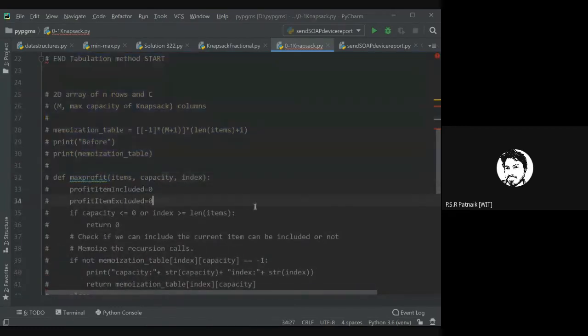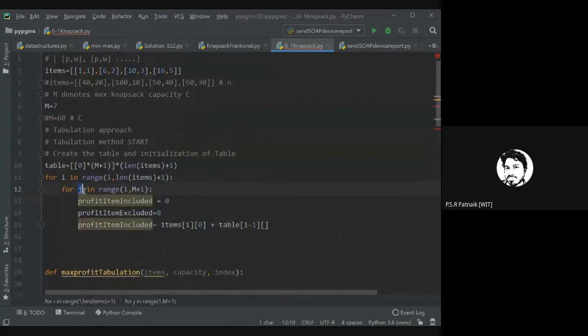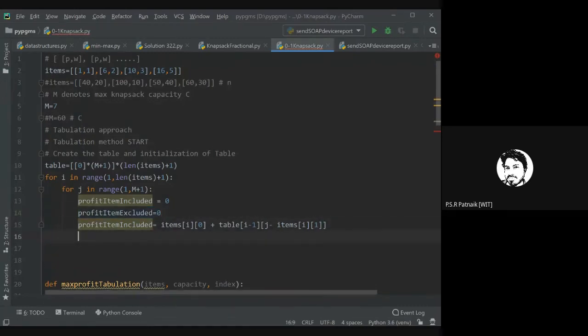J is in the range of, this J indicates the traversal across your capacity. So here you will write J minus the weight of the current item. What is the weight of the current item? Items of I, and the second value indicates the weight. So this gives you the profit of item included. Okay. Now we have to calculate the profit of item excluded.